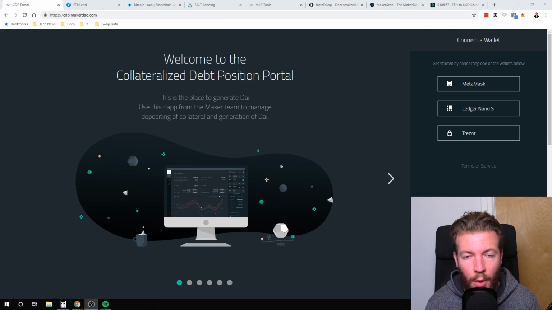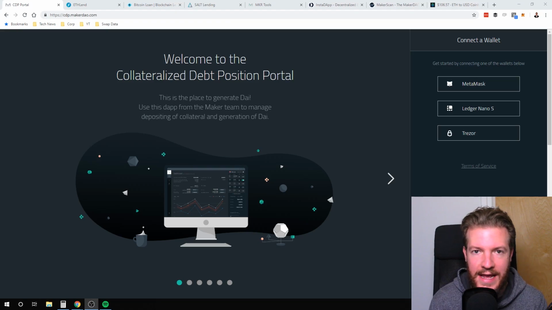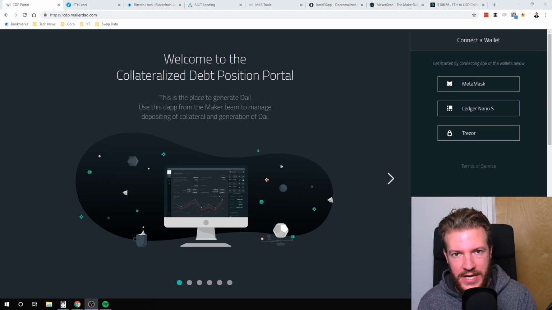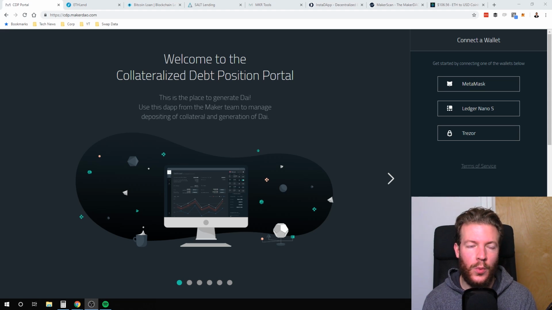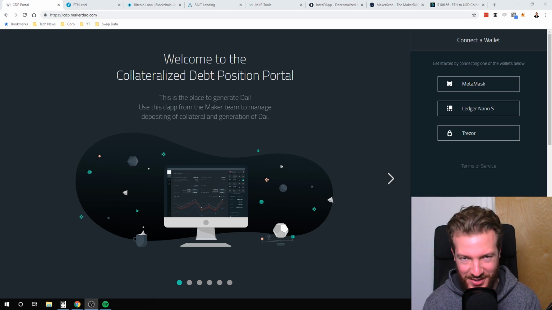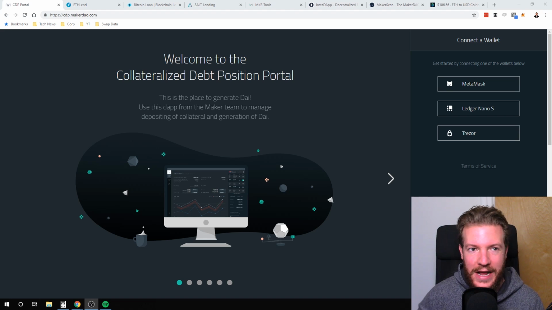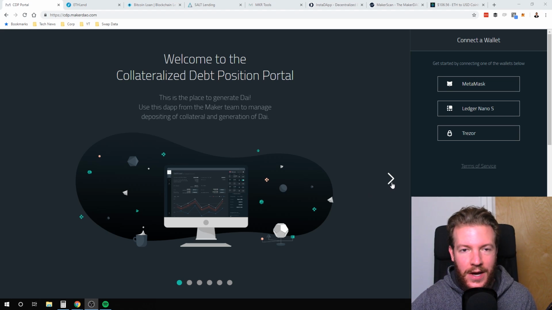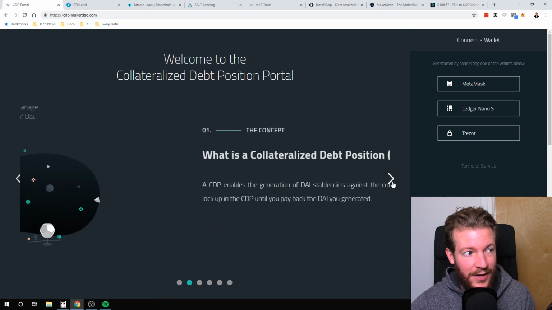So here we are. So off the bat, what the heck is a CDP? What is MakerDAO? And what is this whole deal really? Well, at a very high level, MakerDAO is a company or a project in the Ethereum community that builds technology on top of Ethereum, and it allows people to create these CDPs, or collateralized debt positions.